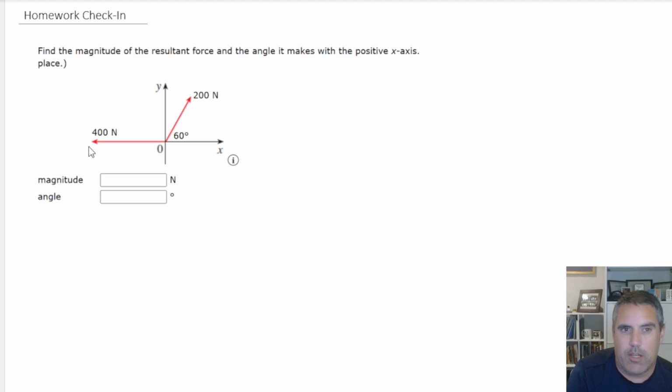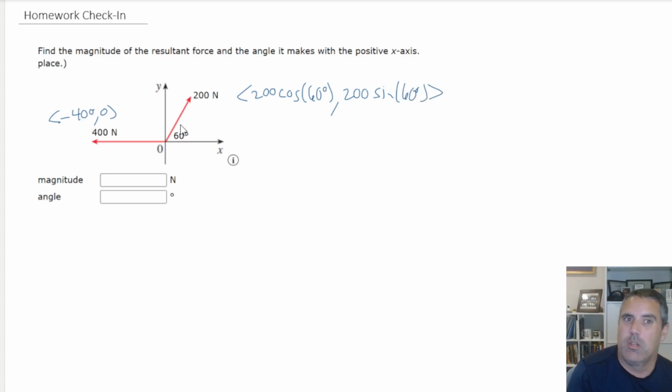But this is the one where you had to give a vector for each one of these. You had to do a little bit of trig to find this. So this was 200 cosine of 60 degrees. 200. And we give partial credit. So the thing that really kills students is having no idea what to do. And you added those vectors together. You found the magnitude. Okay.